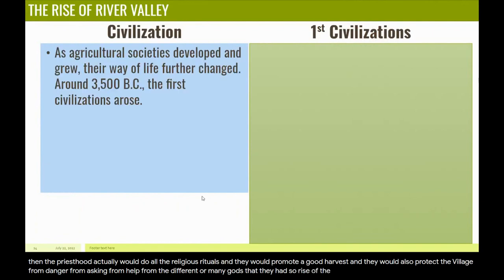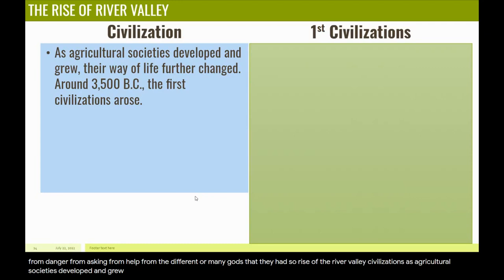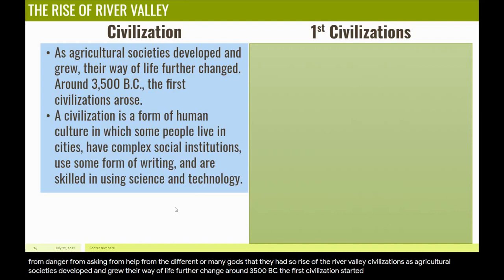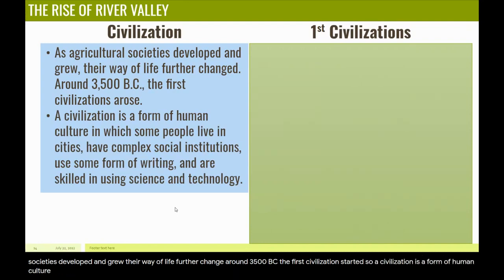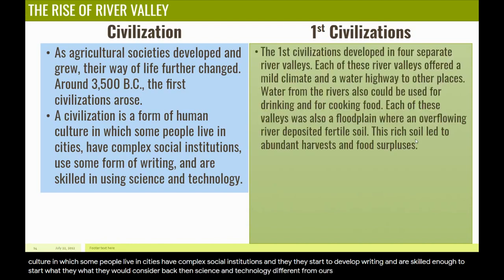So, the rise of the River Valley civilizations. As agricultural societies developed and grew, their way of life further changed. Around 3,500 BC, the first civilization started. A civilization is a form of human culture in which some people live in cities, have complex social institutions, and start to develop writing. They are skilled enough to start what they would consider back then science and technology, different from ours today.